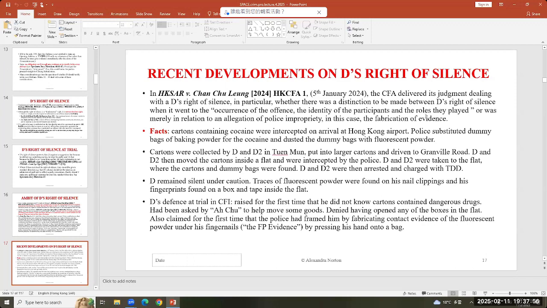And he alleged that the police had framed him, had planted this evidence of the fluorescent powder under his fingernails. And the reason he made that allegation at trial was because he had to really come up with some kind of explanation for how the fluorescent powder got under his fingernails if he's saying, I had no knowledge what was inside the box, right? I didn't open it. I don't know what was going on. So that's how this evidence came out.